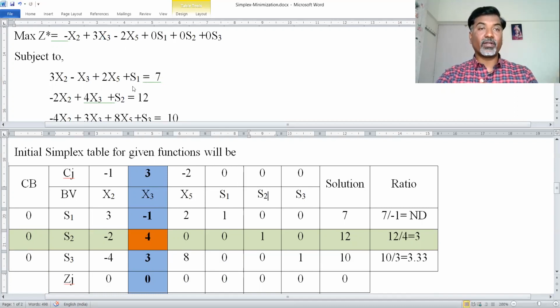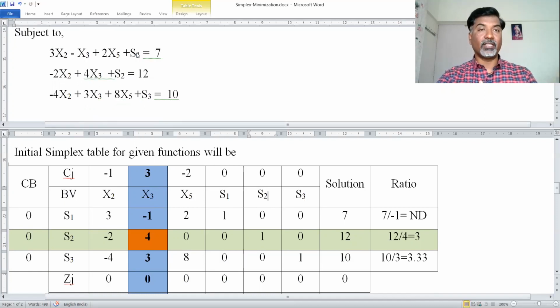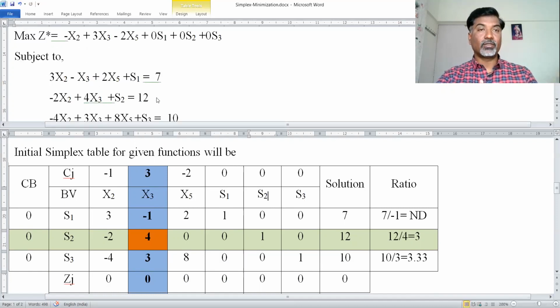Once you have identified the basic variables and the coefficients of the objective function, you have to identify which different variables we have added in the constraints. We have added three variables, s1, s2 and s3, in the constraints as well as the objective function. So you have to write s1, s2, s3 here, and the coefficients of s1, s2, s3 are 0, 0, 0.